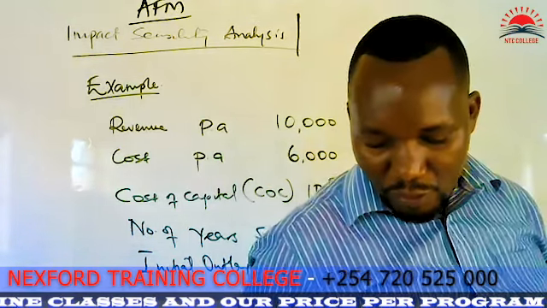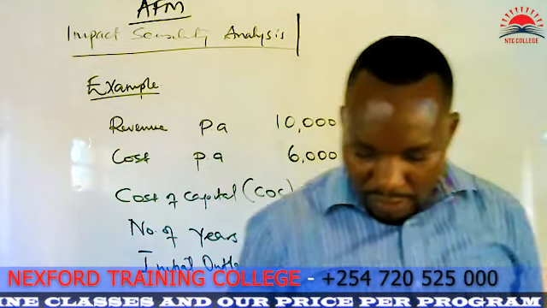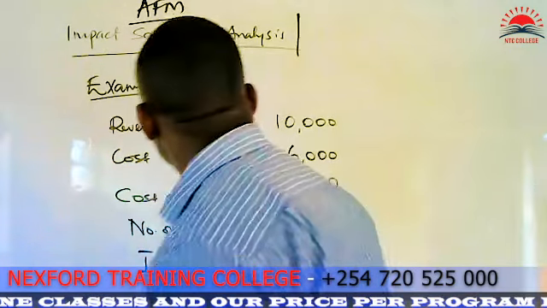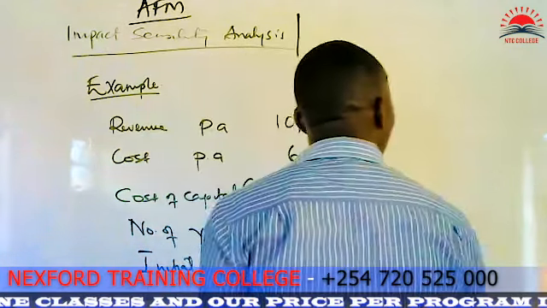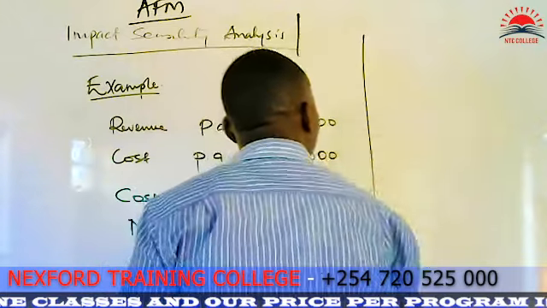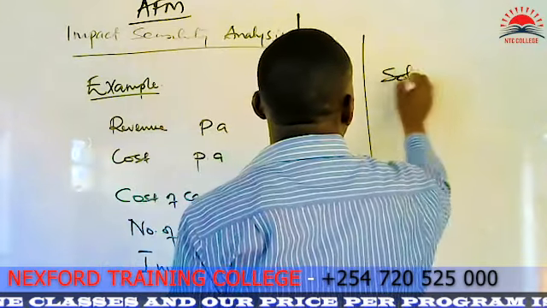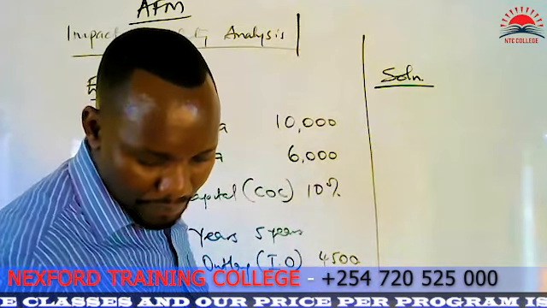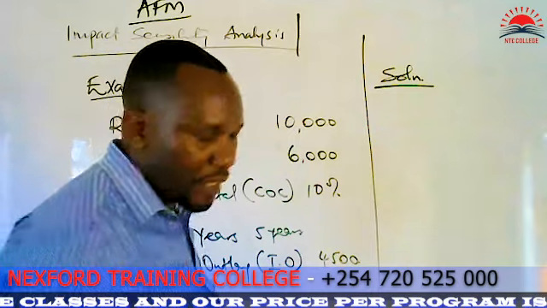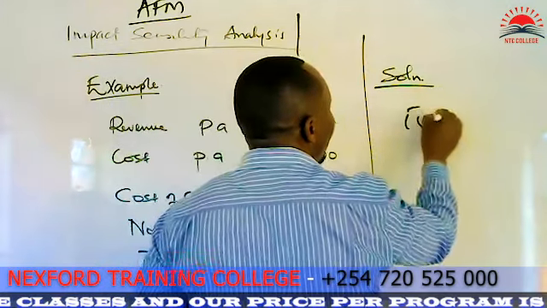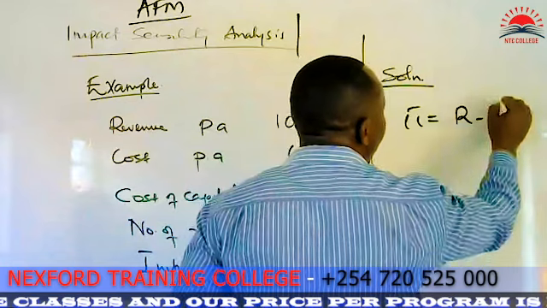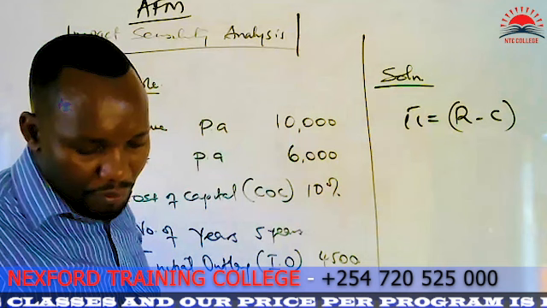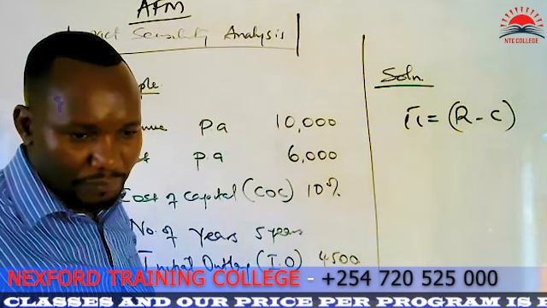Now we said that NPV is normally like a profit. So let's have the solution. We can make it look like a profit, and we say that profit is basically revenue minus cost, right?